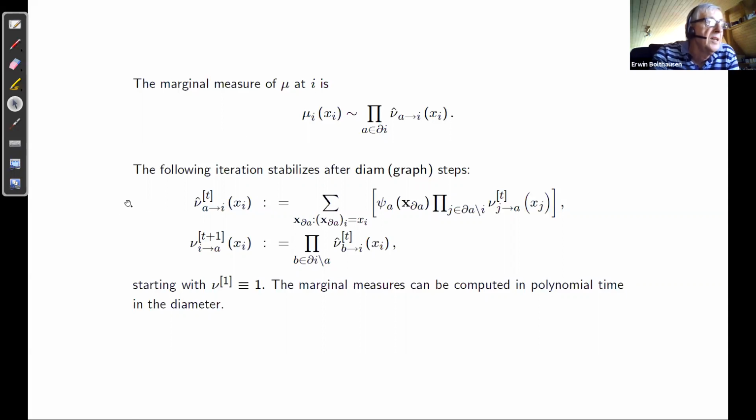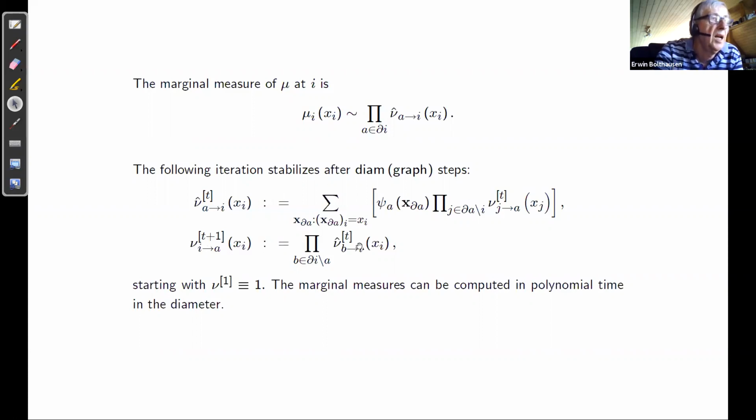Now the interesting thing, and it's actually just an exercise, is that you can set up an iteration, and this iteration stabilizes quickly, after the diameter of the graph, if the underlying graph is a tree. These are just the belief propagation equations, but I now use them as defining an iteration. If you start with t equal 1, you look at this expression which appeared before and use it to define the quantity ν̂ at step 1. Then, having ν̂ at step 1, I can use the second formula again to get the object at step t plus 1.